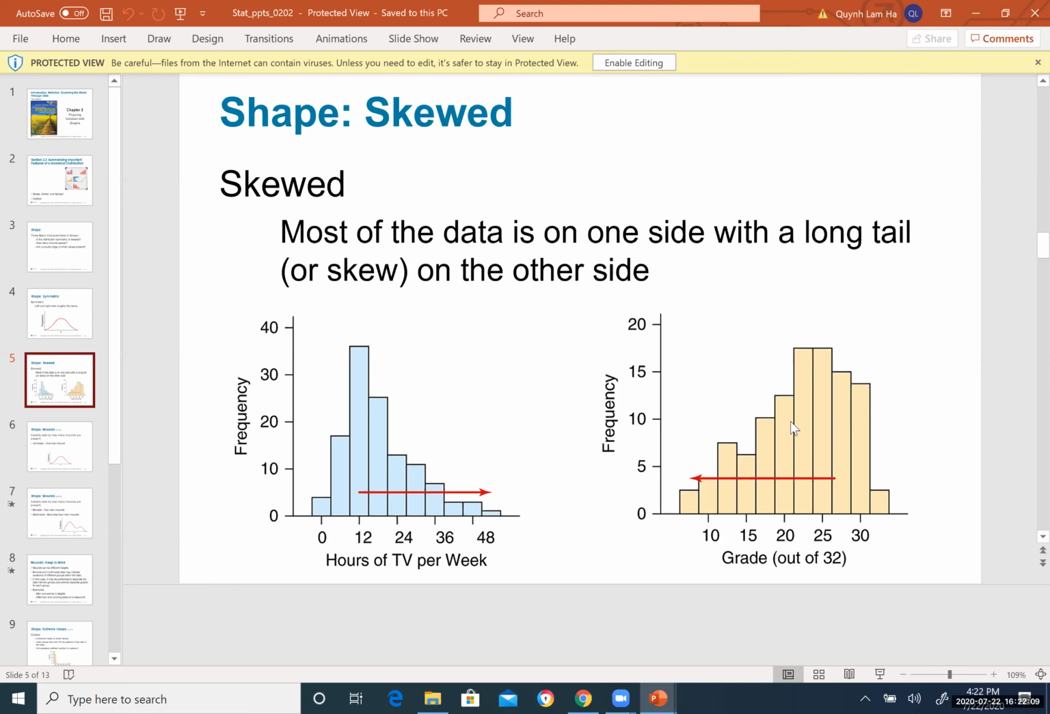And the yellow picture right here, the histogram, is skewed to the left. You see that? There's a tail on this side, and a lot of data repeats up here. Actually, for this one skewed to the left, if we interpret it, it's kind of similar to symmetric, but it is still skewed to the left.